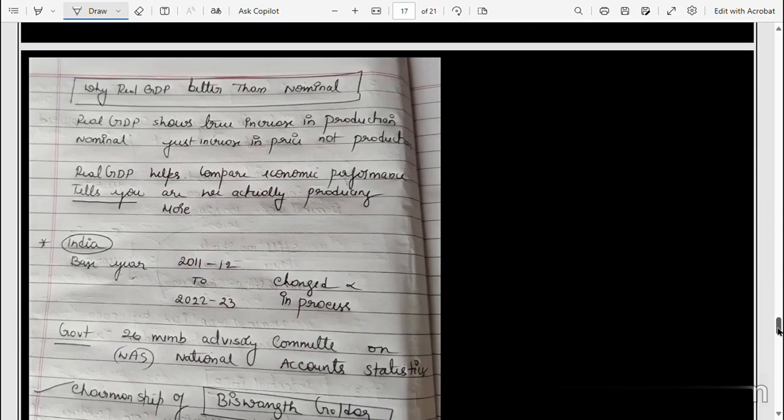Now there is a question: why is real GDP better than nominal? The first reason is that real GDP shows the true increase in production, as I told you. But in nominal, there is just an increase in price, but no increase in production. So there is a loss of economic growth. Also, real GDP helps compare economic performance of year one and year two. And it tells you whether you are actually producing more or there is just an increase in price, right?